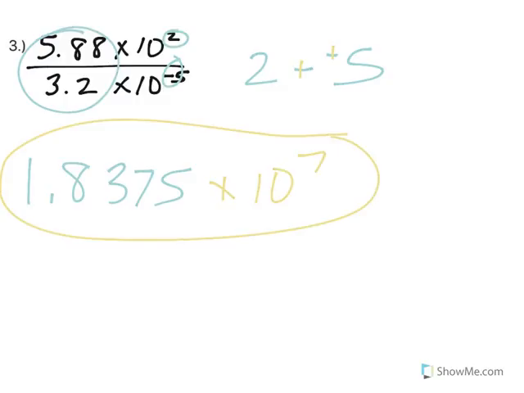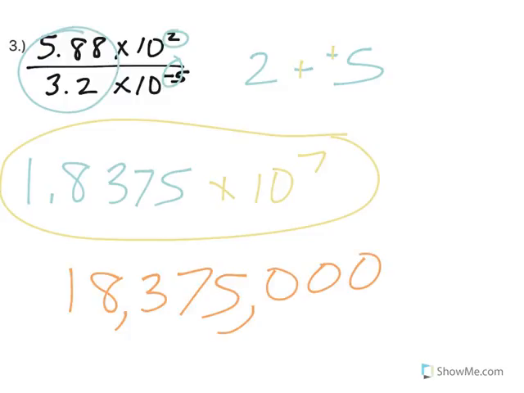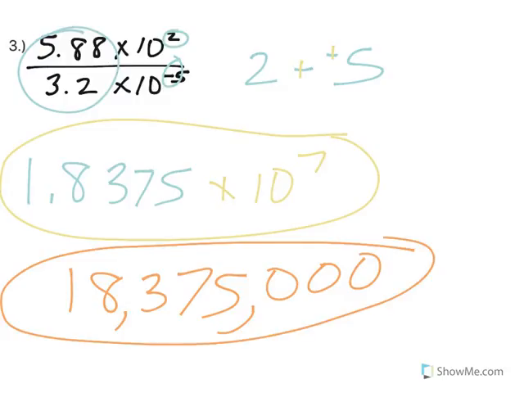If I move my decimal 7 places to the right because I'm getting bigger, there's 4, 5, 6, 7. And 18,375,000 is my standard notation.